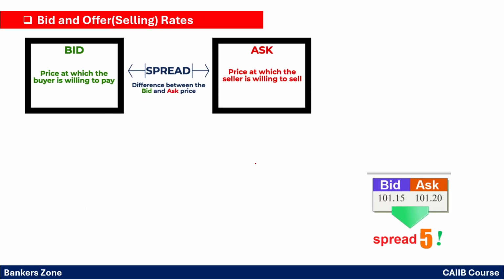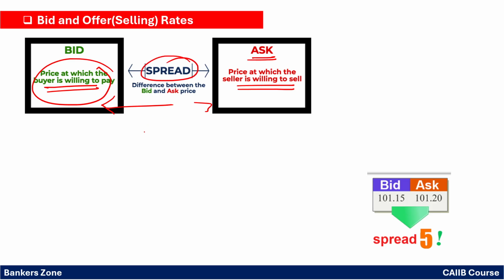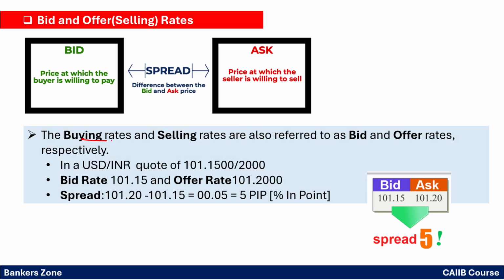Now see, bid and offer rate. What do you mean by bid rate and offer rate? Simply remember one thing. Bid price is the price at which the buyer is willing to pay, and ask price is the price at which the seller is willing to sell. The difference between bid and ask price is called the spread. Very simple. Remember, B for bid and B for buy, right? So in that way, you remember. Bid price means simply buying price. Ask means simply selling price, also called the offer rate. Okay. Now see, buying rate and selling rate are also referred to as the bid rate and the offer rate. So simply, bid means buying, ask means offer.